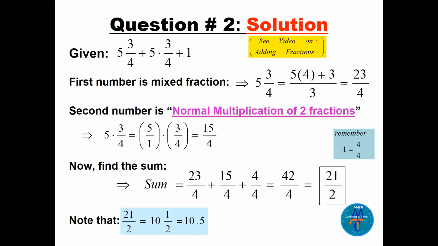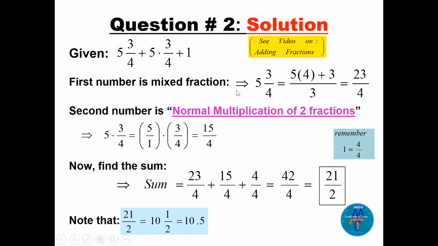So now look at the sum. The first number is 23 over 4. Second number, 15 over 4. The third number is 1. So you have to find the LCD here, which is 4 over 4. So when you add 23, 15, and 4, you get 42 over 4. You have to simplify any fraction. So divide by 2, 21 over 2 is the answer. You can leave the answer like this, 21 over 2, or 10.5.